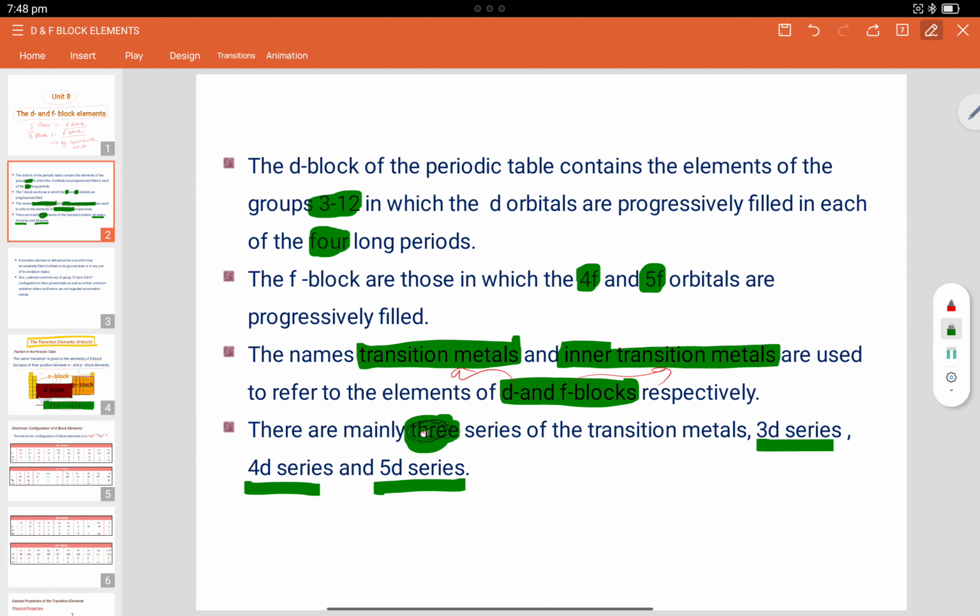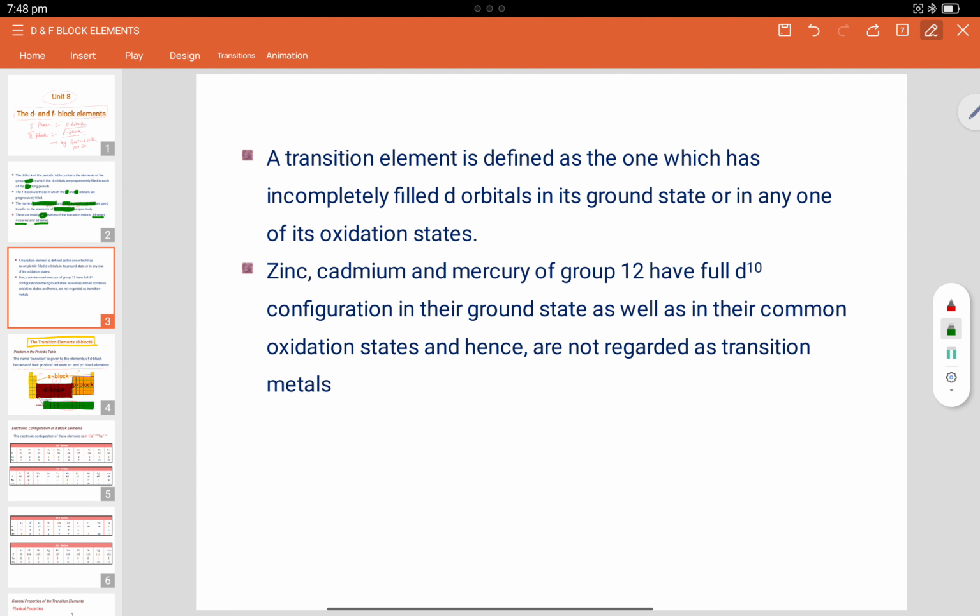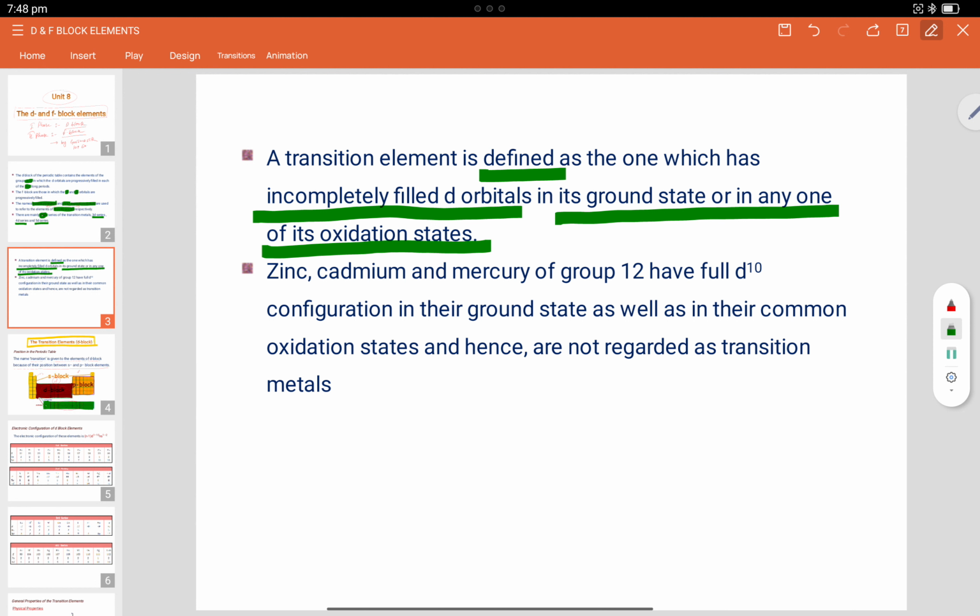Okay. Next, what are the points? A transition element is defined as the one which has incompletely filled d orbital in its ground state or in any one of its oxidation states. What are they having, children? They are having incomplete d orbital.